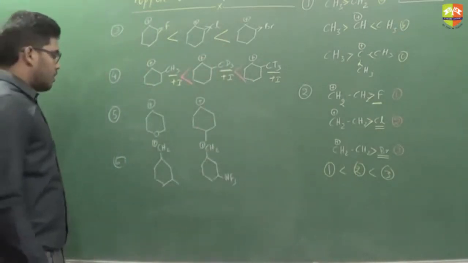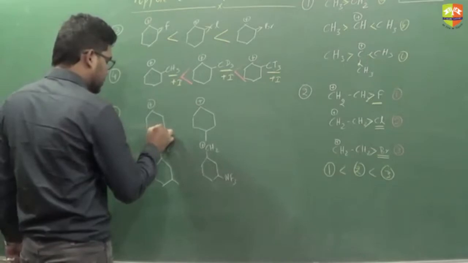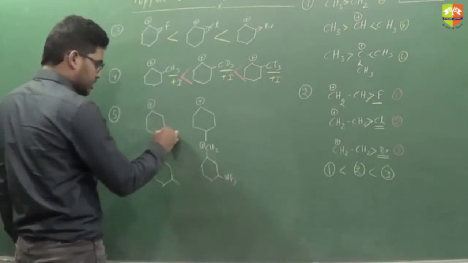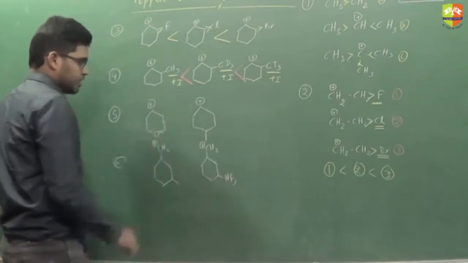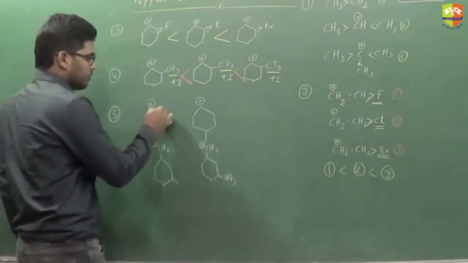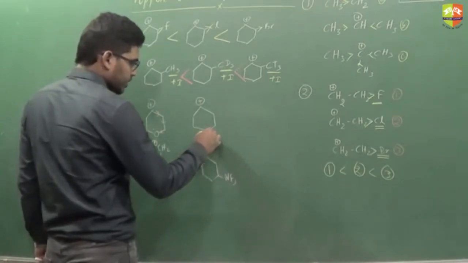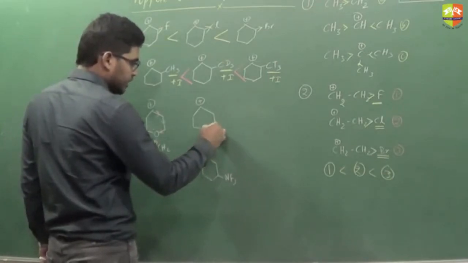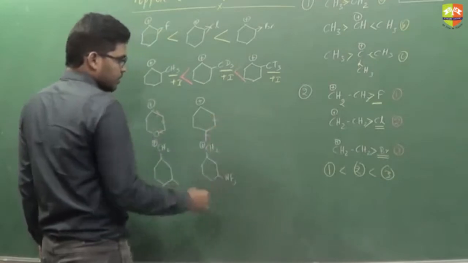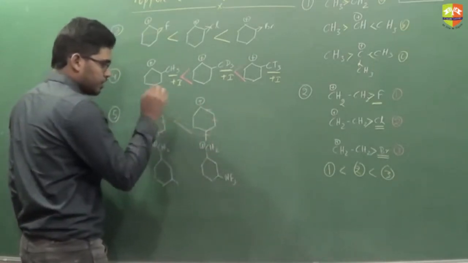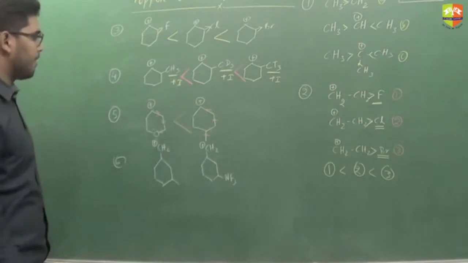Oxygen has two lone pairs and it is more electronegative, so this has electron withdrawing tendency. Here we have CH3. CH3 has electron releasing tendency, right? So this will neutralize this ion, and the stability will be more.